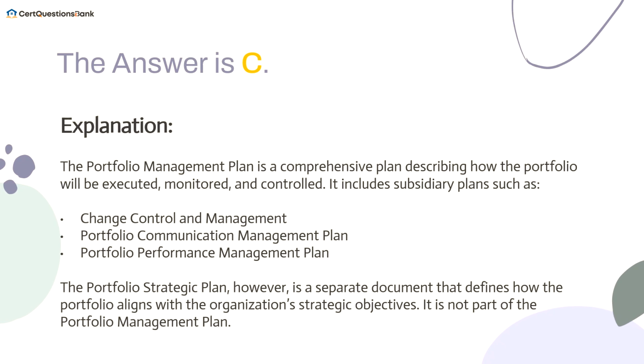The answer is C. The Portfolio Management Plan is a comprehensive plan describing how the portfolio will be executed, monitored, and controlled. It includes subsidiary plans such as change control and management, portfolio communication management plan, portfolio performance management plan. The Portfolio Strategic Plan, however, is a separate document that defines how the portfolio aligns with the organization's strategic objectives. It is not part of the Portfolio Management Plan.